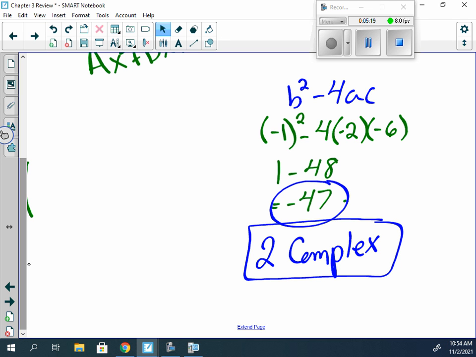And that's it. I'm not asking you to solve on this part. We're just having to find what the value of b squared minus 4ac is, and the number and type, 2 complex, or 1 real or 2 real solutions. Questions on this here? Number 28.